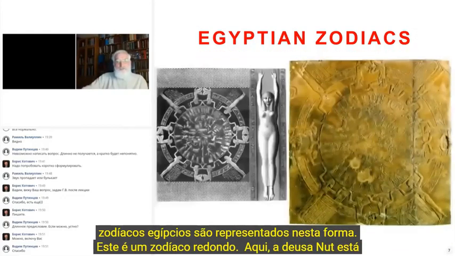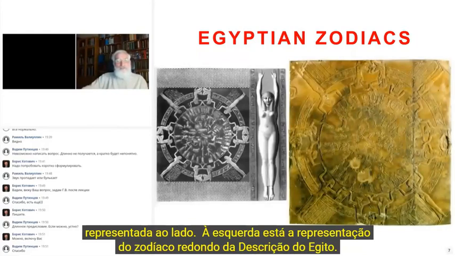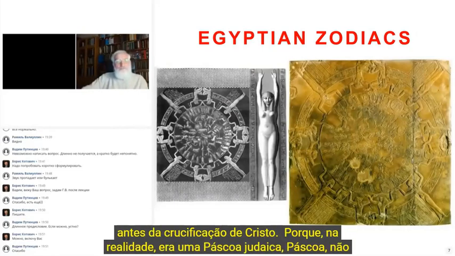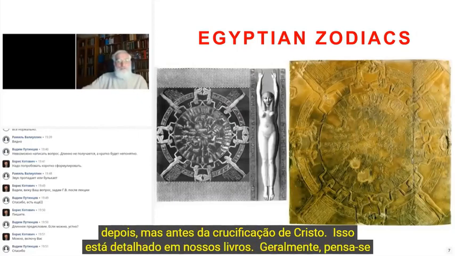This is a round zodiac. Here, the goddess Nut is depicted on the side. On the left is the depiction of the round zodiac from the description of Egypt. This is the zodiac of Osiris, which is also the zodiac of Christ. It contains the date of Easter before the crucifixion of Christ. Because, in reality, it was a Jewish Easter, Passover, not after, but before the crucifixion of Christ.